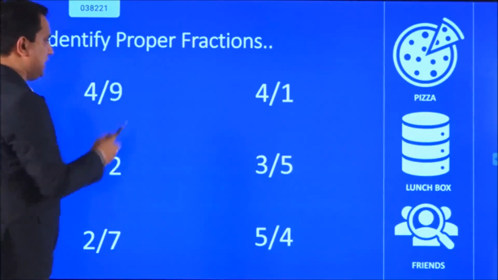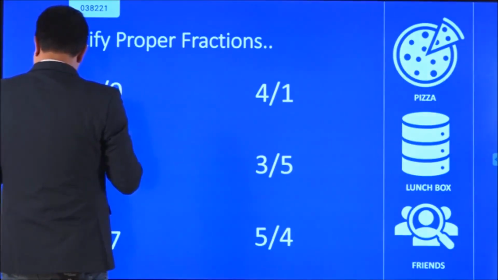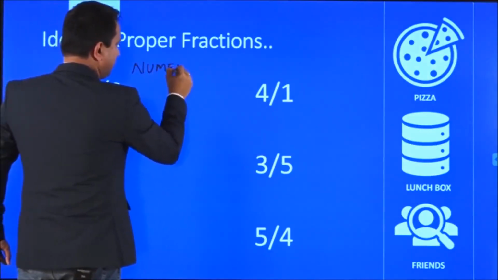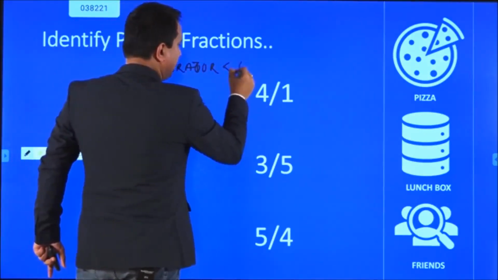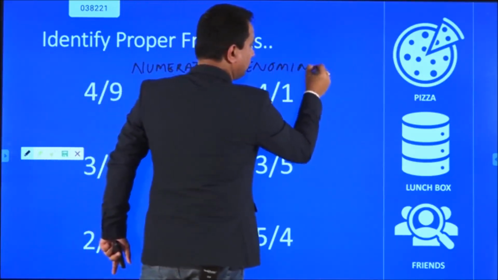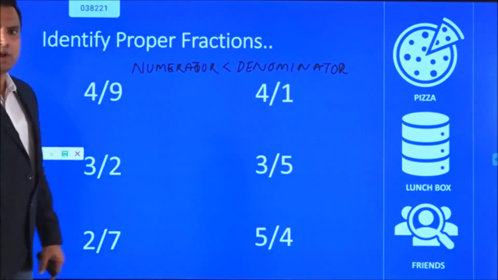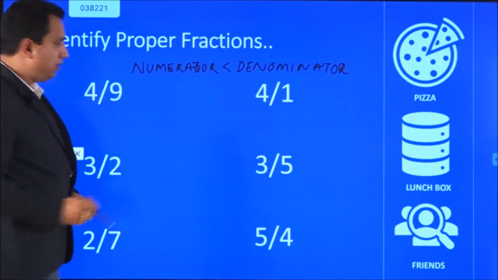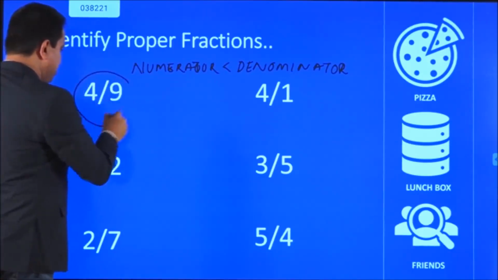As we have seen, when a numerator is less than the denominator, that's a proper fraction. Now let's identify the fractions where the numerator is less than the denominator. The first one, 4/9, right? 4 is less than 9, which means the numerator is less than the denominator. So that's the proper fraction.